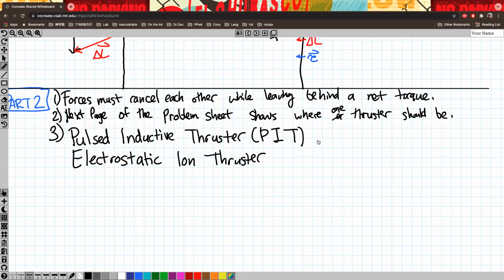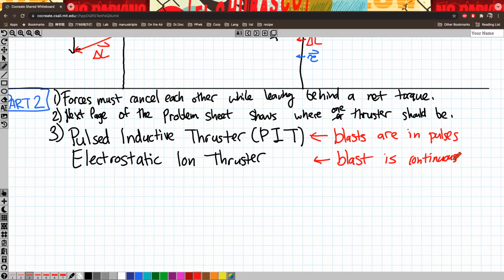So this blasts in pulses. And here, the blast is continuous.